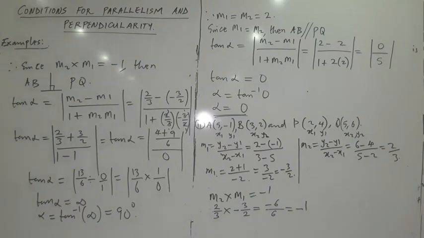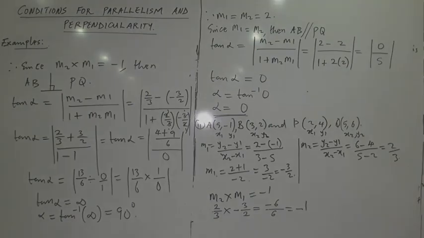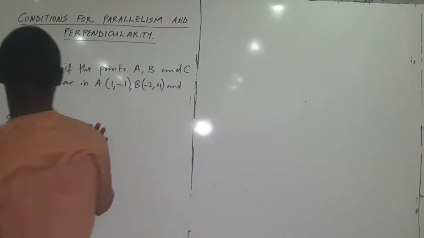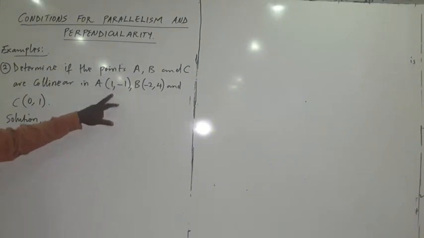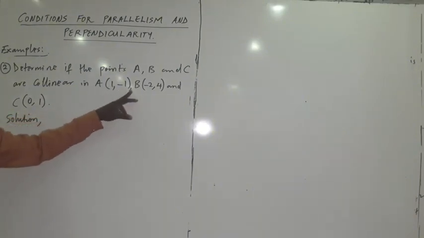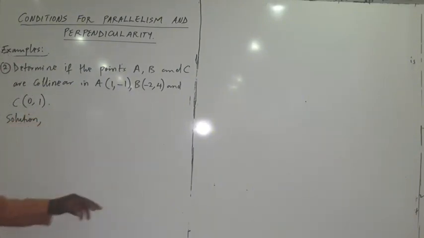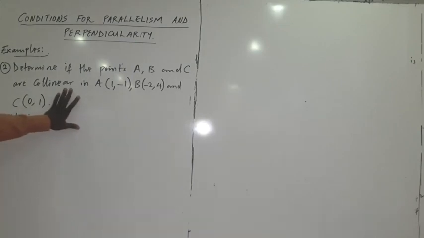So that is that on question number 1 over 1 and 2. So we move to the next question. Example 2 says, determine if the points A, B, and C are collinear, with A of coordinate 1, minus 1, B of coordinate minus 2, 4, and C of coordinate 0, 1. So don't forget the condition for collinearity.